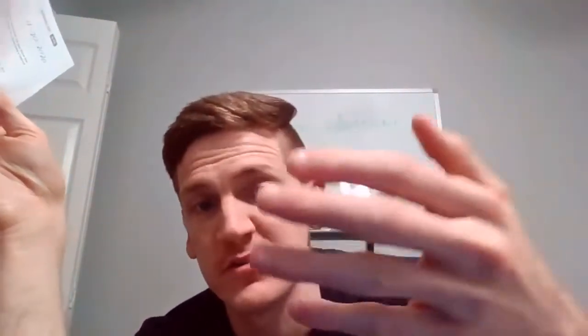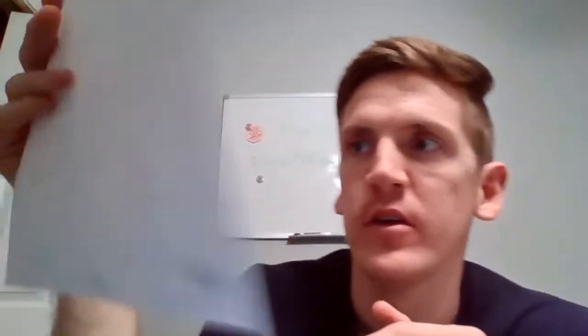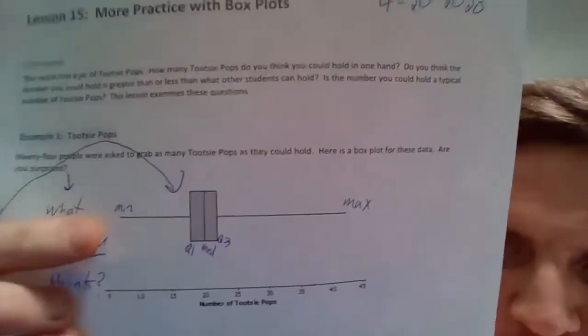So take a second. Do we remember what the 5 things are? Do we remember 5 things that are involved in a 5-number summary? Well, we should have minimum, maximum, Q1, Q3, and median. Well, again, if you have the box plot, it makes it pretty easy to spot.